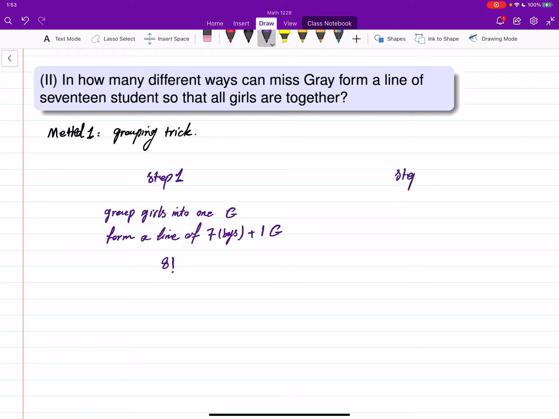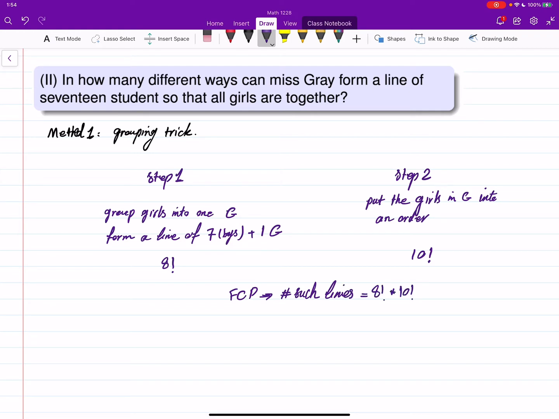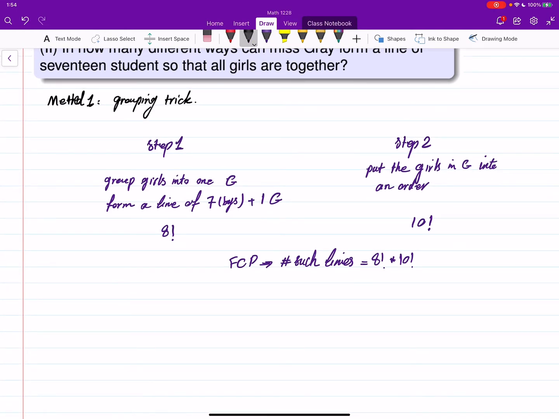So step 2 is to put the girls in G into an order, or into a line. Wherever the G happens to be in the line, now I want to see the order of the girls in that G. There are 10 girls and we have to form them in a line. That's 10 factorial. Then you apply the fundamental counting principle. The number of such lines is going to be 8 factorial times 10 factorial. That's method 1.